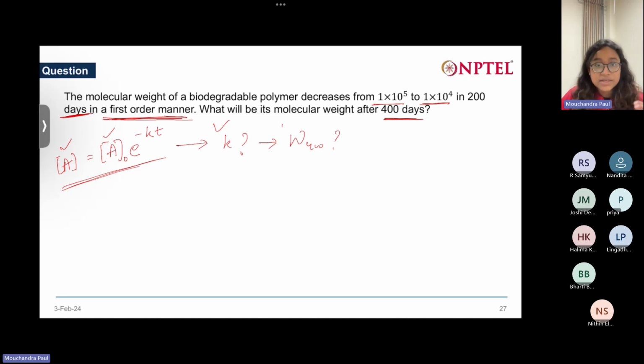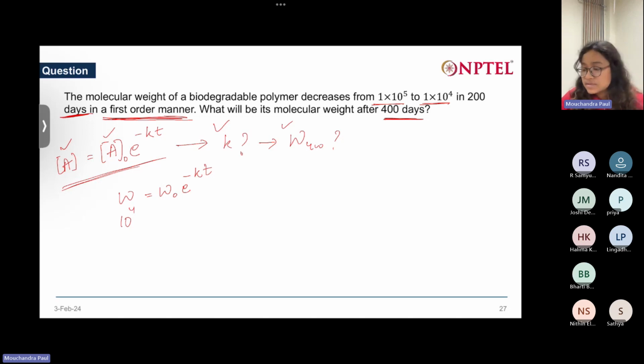So instead of writing concentrations, let me write W as the final weight, which equals W naught, the initial weight, times e to the power minus KT. Now W final we know is 10 to the power 4. It has degraded, no? So final is lesser. From 10 to the power 5 to 10 to the power 4, its molecular weight has decreased. Initial was 10 to the power 5, and it has to be multiplied with the exponent, K, which we have to figure out.